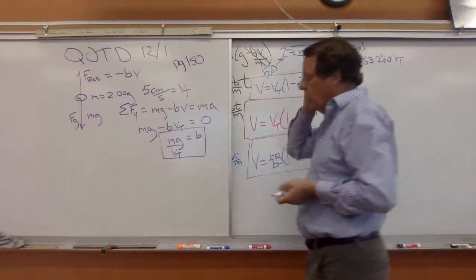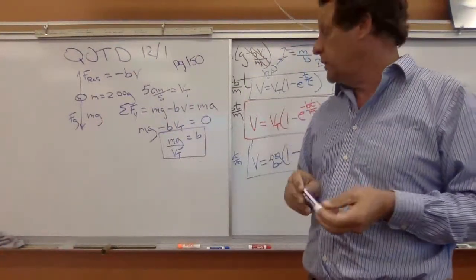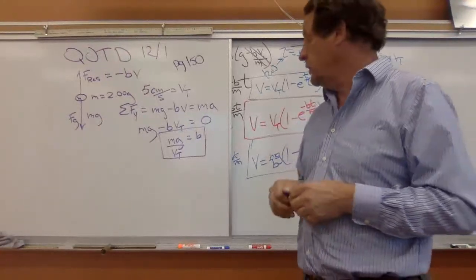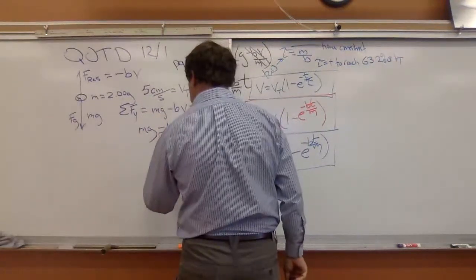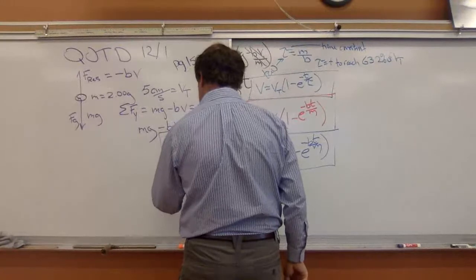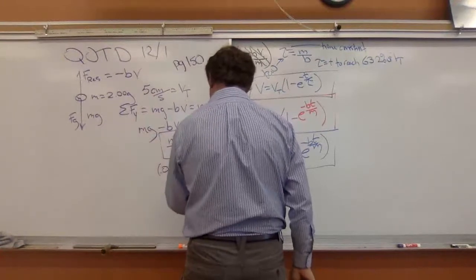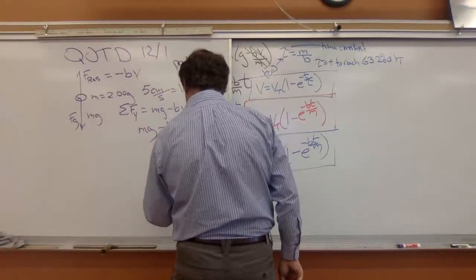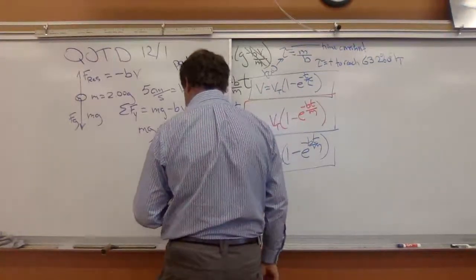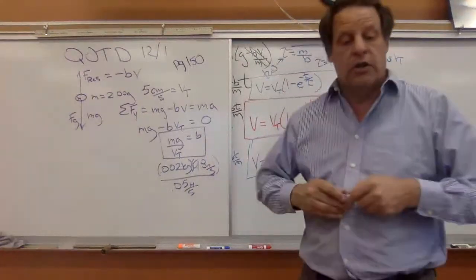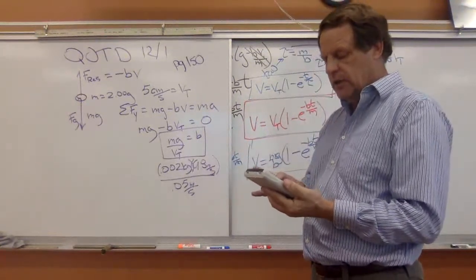So what I'm going to do, and this is very slightly different than the book, I'm going to change everything to standard units here. My mass is going to be 0.002 kilograms times 9.8 meters per second squared divided by 0.05 meters per second. If you look in the book, they use the numbers that they gave you, those units, and you can see the difference there.